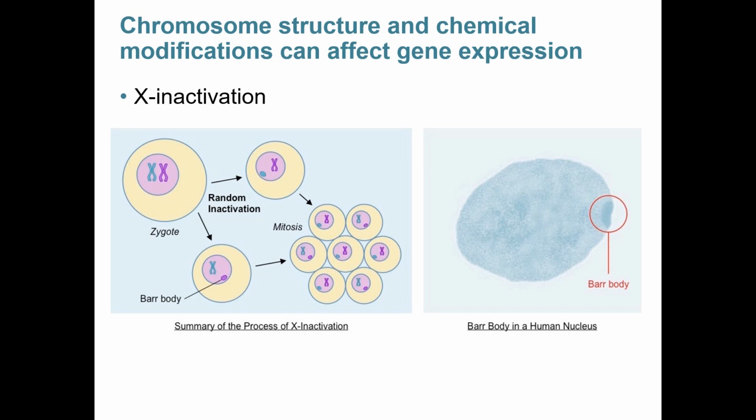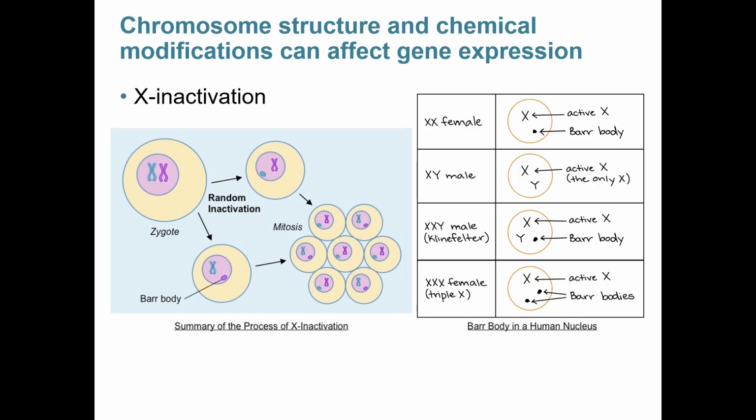In a normal male, there shouldn't be any bar bodies, because there's no extra X's. In a Klinefelter male who's XXY, you'd see an active X, a Y, and a bar body, and in a triple X female, you'll see 2 bar bodies. So see, every extra X chromosome is going to be silenced. This is a process called dosage compensation, and it guarantees that only 1 X is ever going to be expressed.